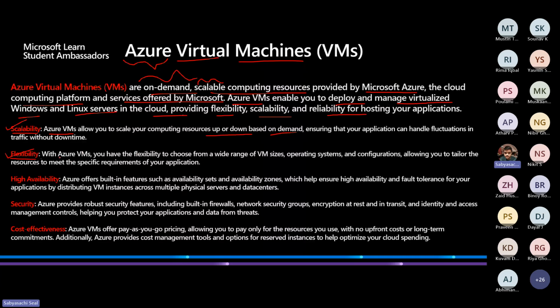So with Azure VMs, you have the flexibility to choose from a wide range of VM sizes, operating systems, and configurations, allowing you to tailor the resources to meet the specific requirements of your application. In simple terms, as per your application needs, you can have flexible outcomes for the machine. Suppose you have a very big app that you want to deploy, then you can happily allocate more storage to your virtual machine. If your app is rather small, but you know it's going to need a lot of computing power, then maybe keep the storage small, but have a bigger CPU in it. That way, you have the flexibility of choosing whatever, whenever, and however you want.